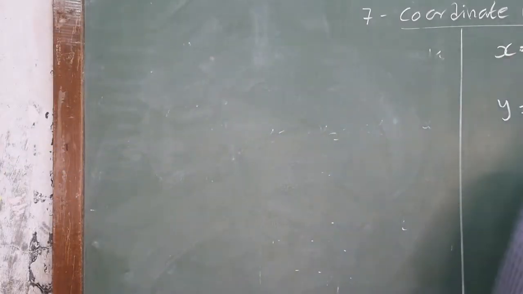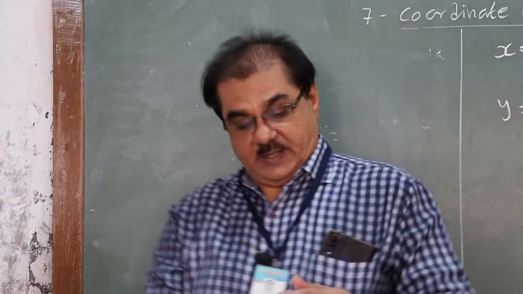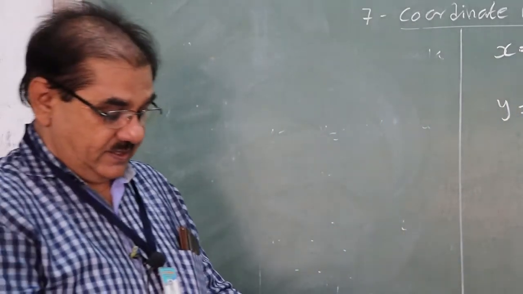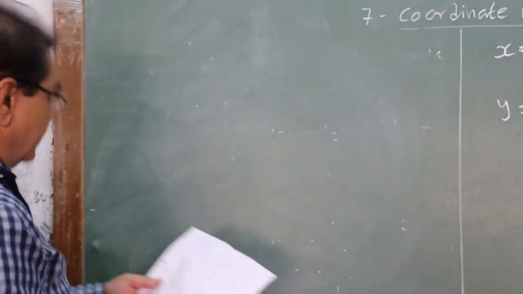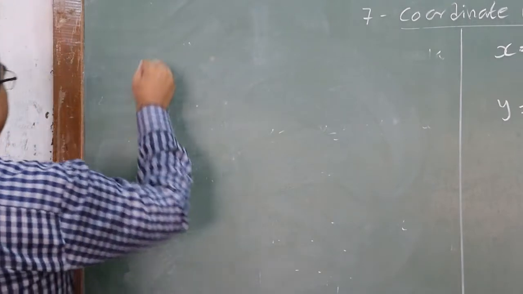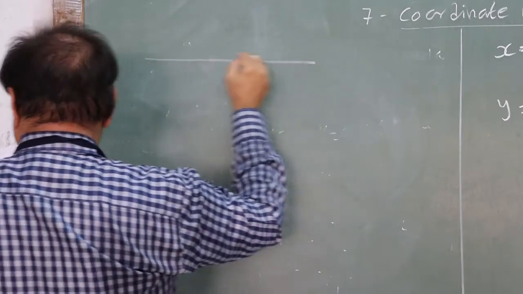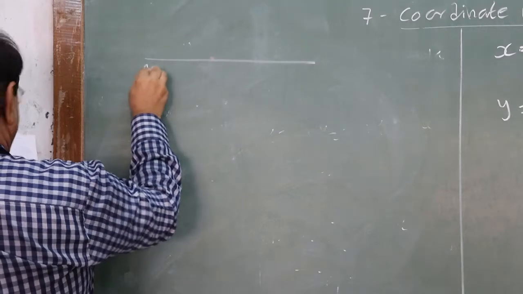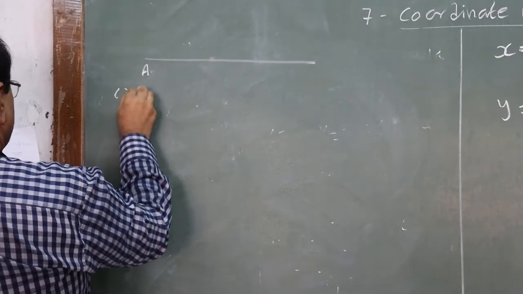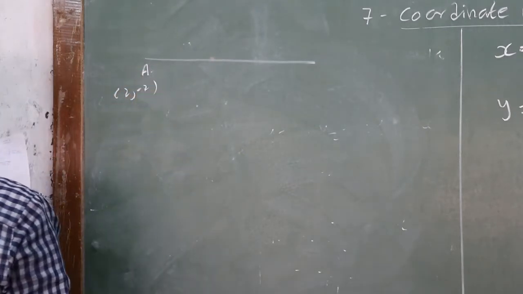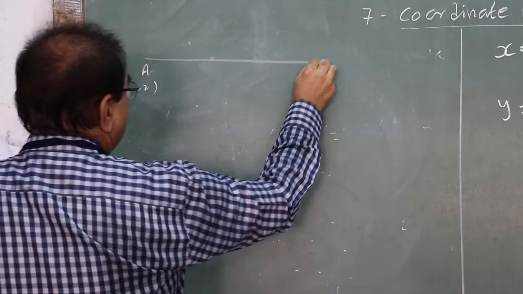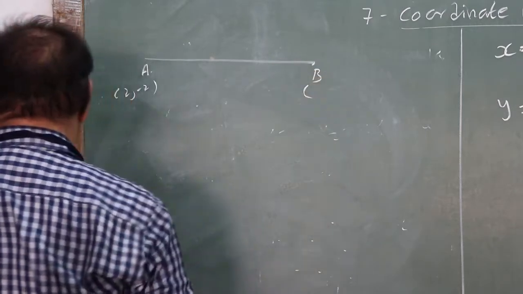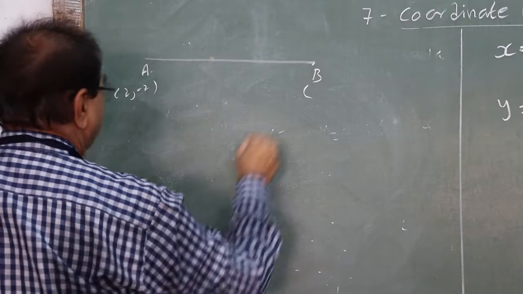We take one more example. It is example number 8. It is a good question. It is point A, 2 comma minus 2. It is point B, the coordinates are minus 7, 4.